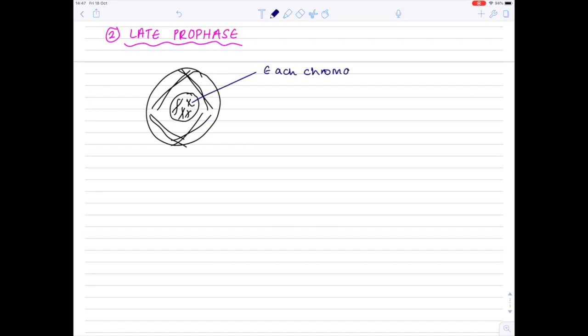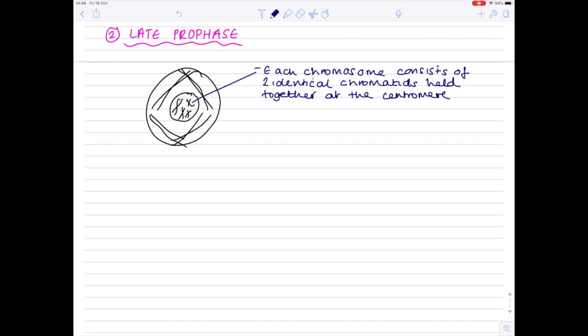Next up, late prophase. The first thing to be aware of is that each chromosome consists of two identical chromatids which have been formed by DNA replication, and this occurred during the interphase part of the cell cycle. Now remember, these two identical chromatids are held together at the centromere. And in order for this to happen, DNA replication took place during interphase.